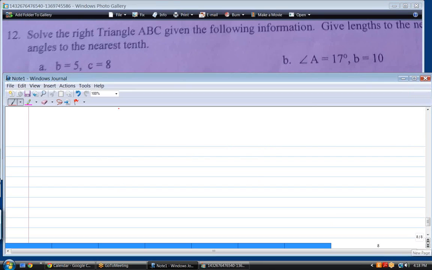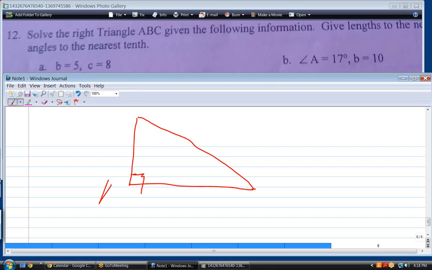Solve the right triangles. How do we know which side is B and which side is C? Most, aren't all right triangles, don't they have C as the opposite of the right angle? I don't know. I was actually asking because I didn't know.